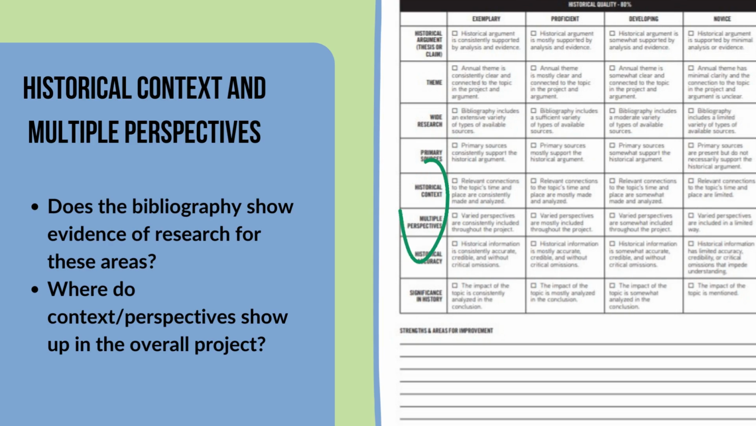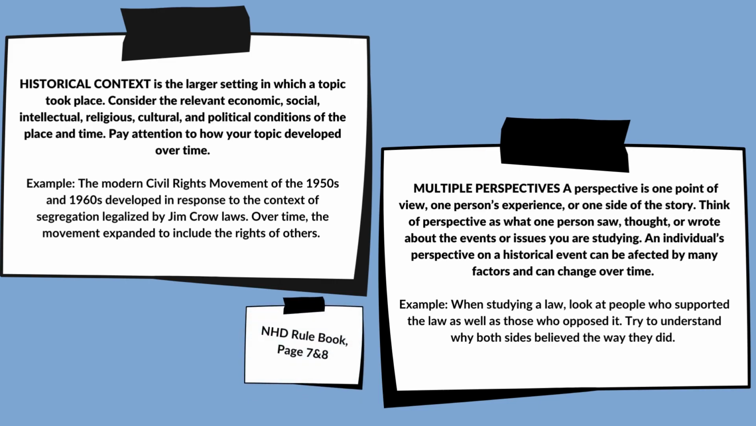But for both, you can remind yourself of two main criteria to check when judging. First, does the bibliography show evidence of research for these areas? And then, where do context and perspective show up in the overall project? Here you'll see what the National History Day rulebook says about historical context and multiple perspectives.